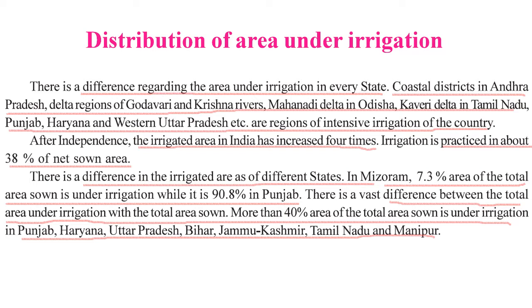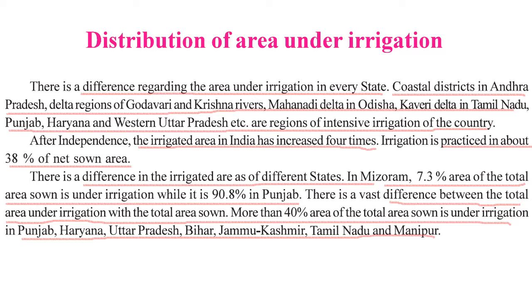Today, irrigation is practiced in 38% of the net sown area. Means out of the total area sown, 38% has the irrigation facility. There is a huge difference in the irrigated places in the different states. In Mizoram, only 7.3% area of the total area sown is under irrigation, while in Punjab this percentage is 90.8. So there is a huge difference in the area irrigated according to states.